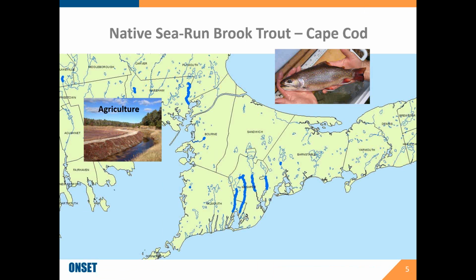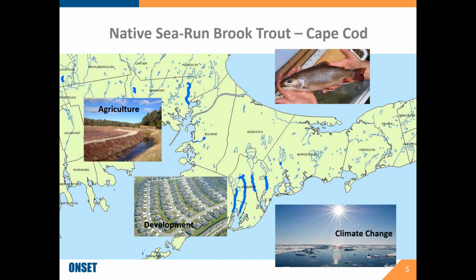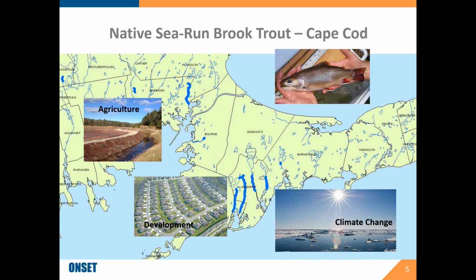Unfortunately, though, there's a lot of factors that are impacting them. One of them is agriculture. Cranberry bogs are the big agricultural product around here, and we love our cranberry growers, but also the bogs have a potential to impact our brook trout. We also have had a fair amount of development over the years, and that, of course, can impact the streams. And as we all know, climate change is a factor.